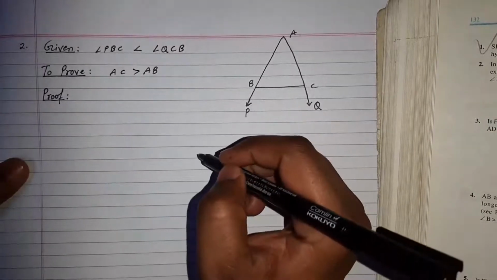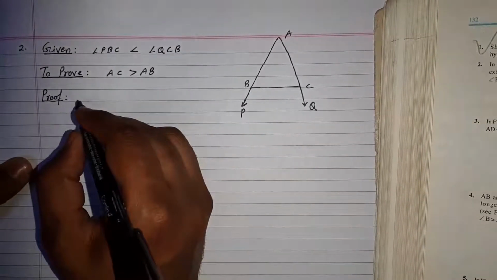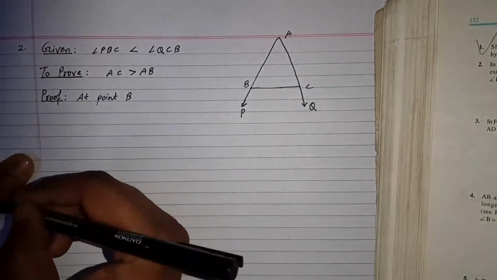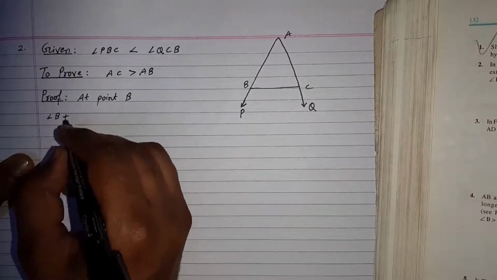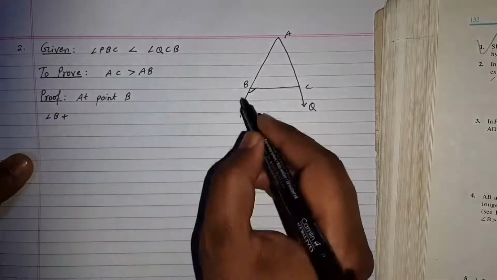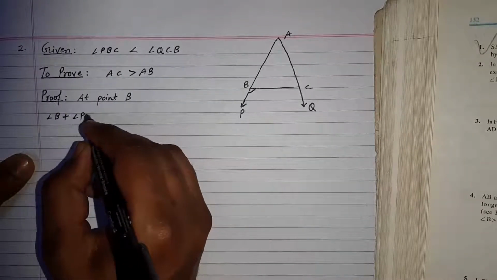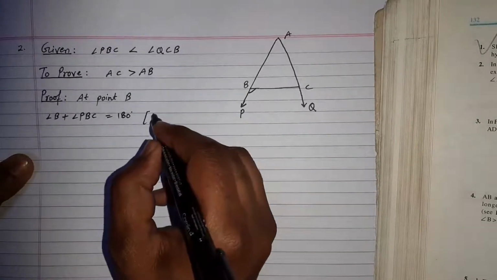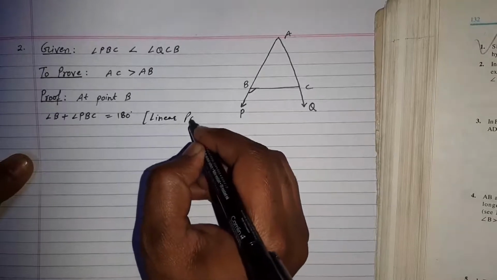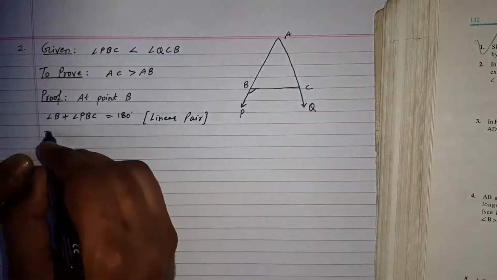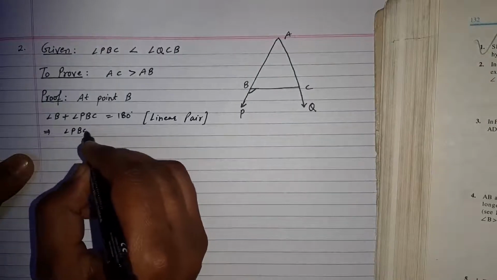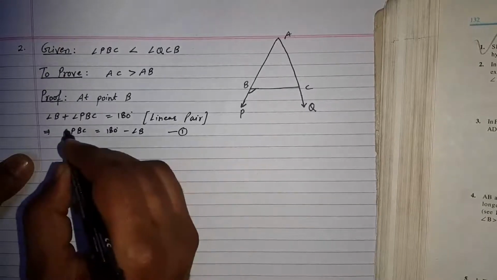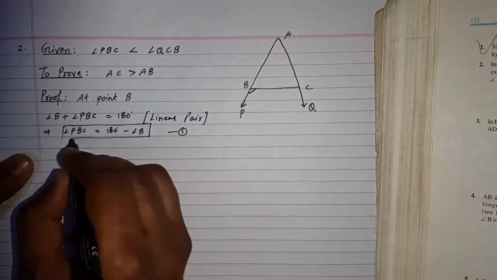At point B, using linear pair, angle B plus angle PBC is equal to 180 degrees. It is a linear pair. So the value of angle PBC will be 180 minus angle B, and suppose this is equation number 1.